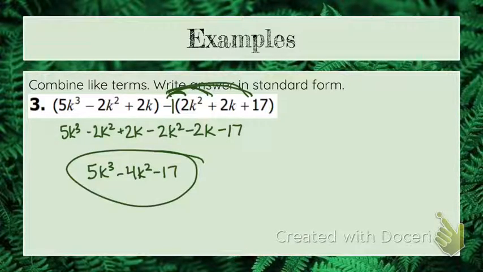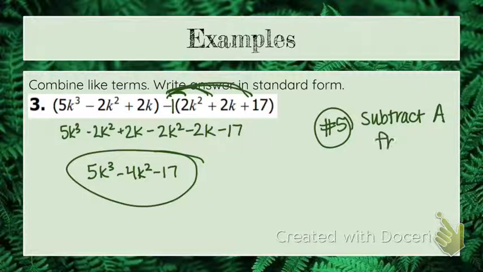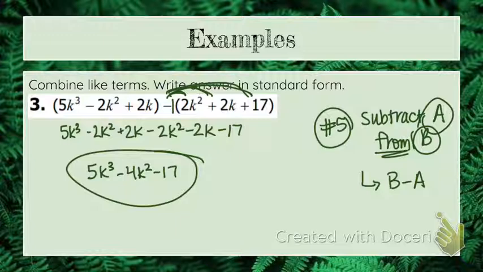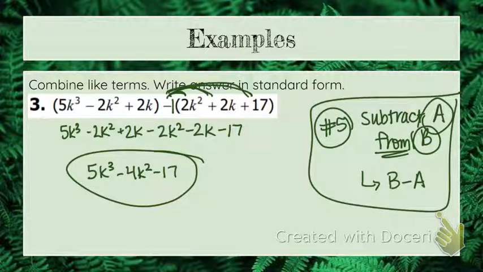And those are the only 2 examples I'm going to do for you because I really think that you have got this. Just keep in mind for number 5 that when you subtract A from B, that is B minus A. You start with B and subtract A from that. You're going to need to remember that and pay attention to it for number 5.